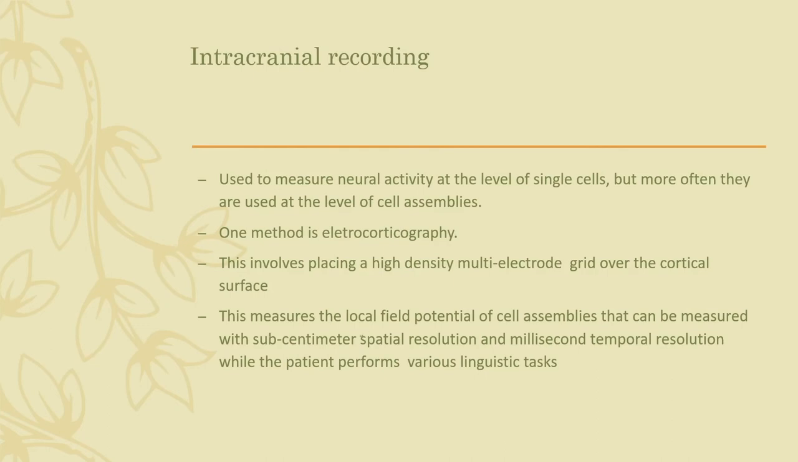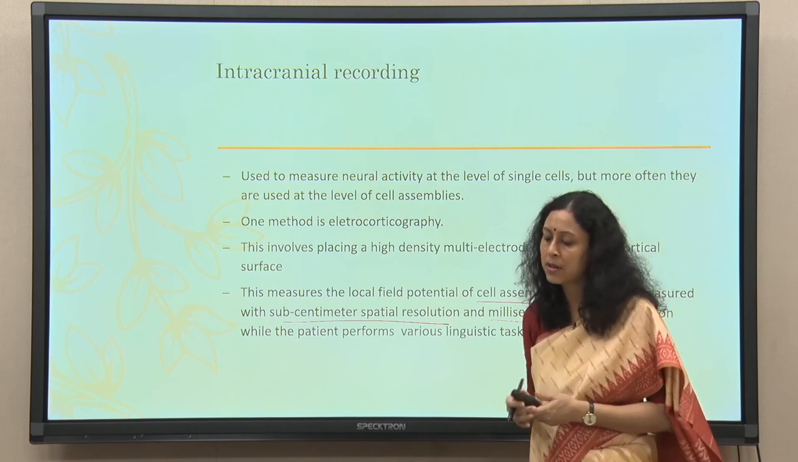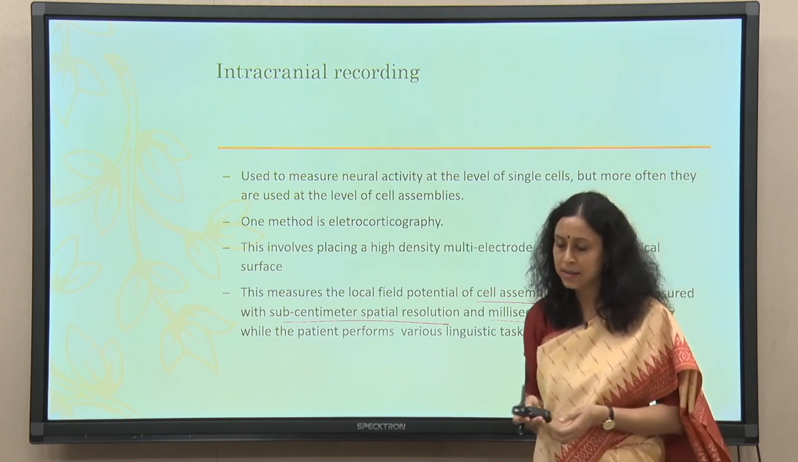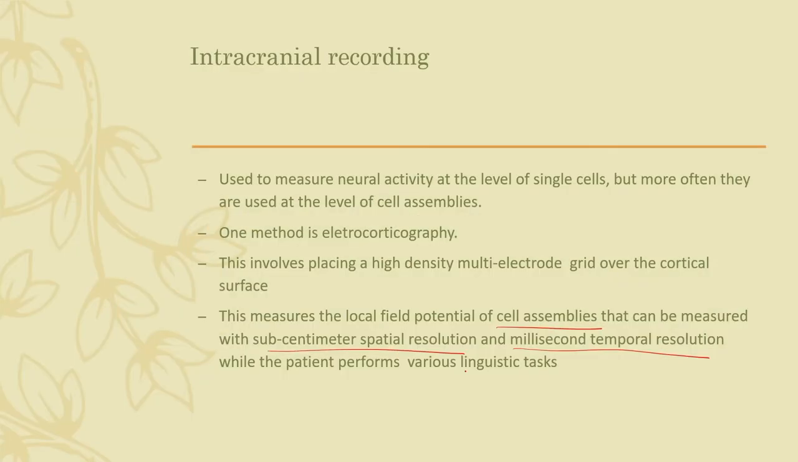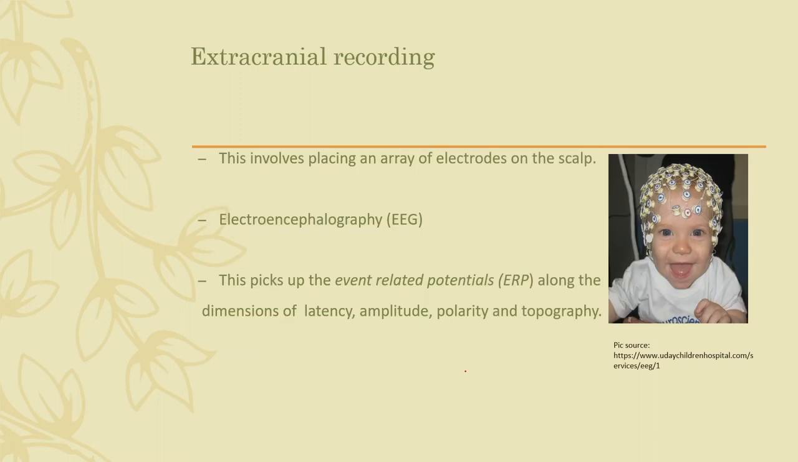And so, it measures the local field potential of cell assemblies that can be measured at sub centimeter spatial resolution and millisecond temporal resolution. So, as any activity goes on, the signals are picked up. While the patient performs various linguistic tasks, the grid picks up very, very precise signals from that particular location. So, this is electrocorticography. This is an invasive technique, yet another machine that is targeting the exposed cortex.